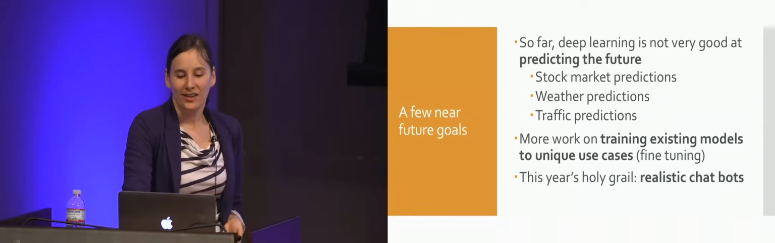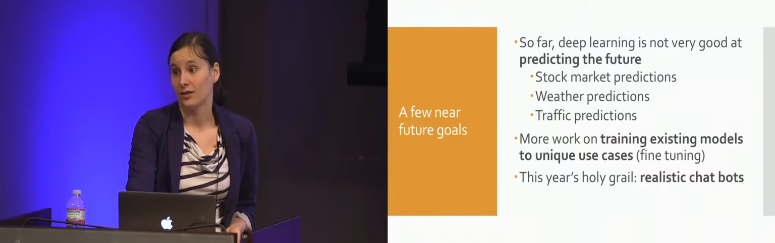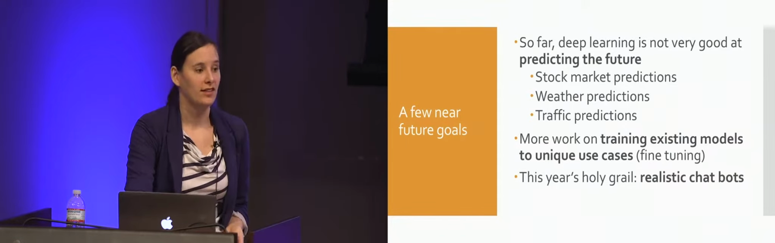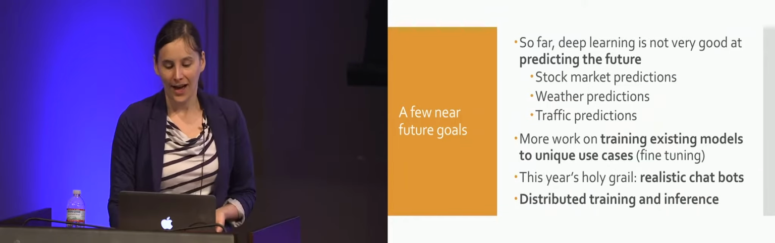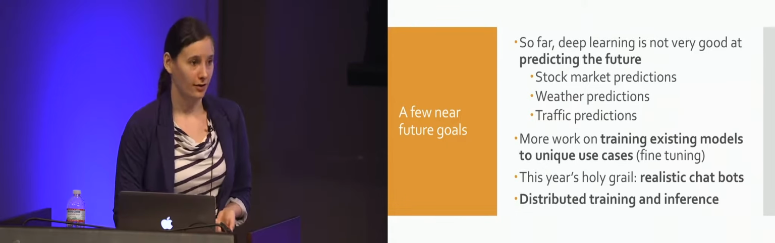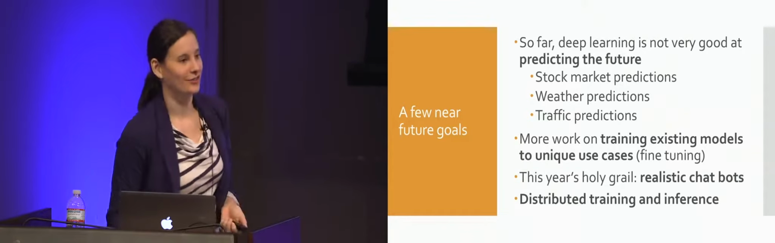I especially think this year's holy grail is realistic chatbots. People are getting pretty good, so that's also a very active area of research. Obviously, there are tremendous economic opportunities and also computer science advances that you're going to make if you can solve this problem. And finally, distributed training and inference. People really are trying to figure out a way to train models on apps. It's not going to be easy, but I'm sure they're eventually going to get there.